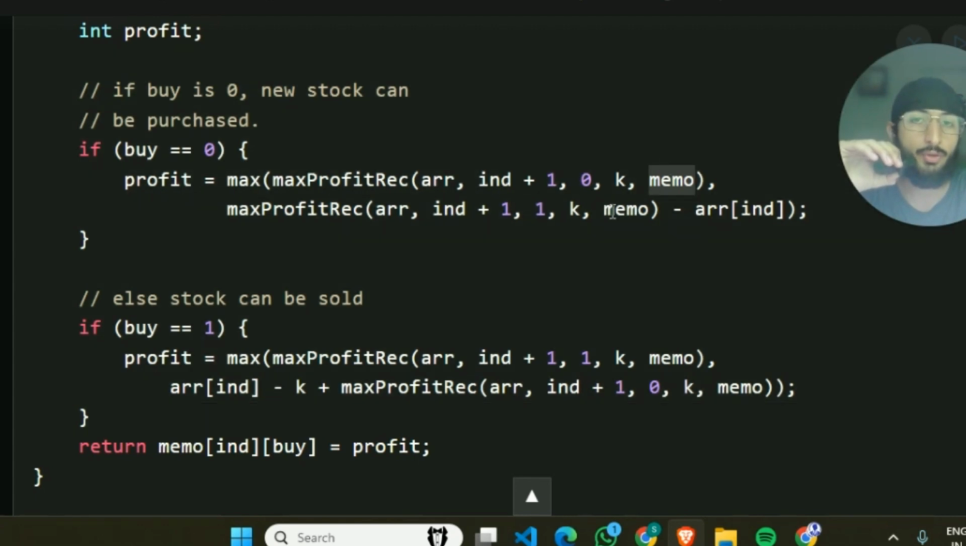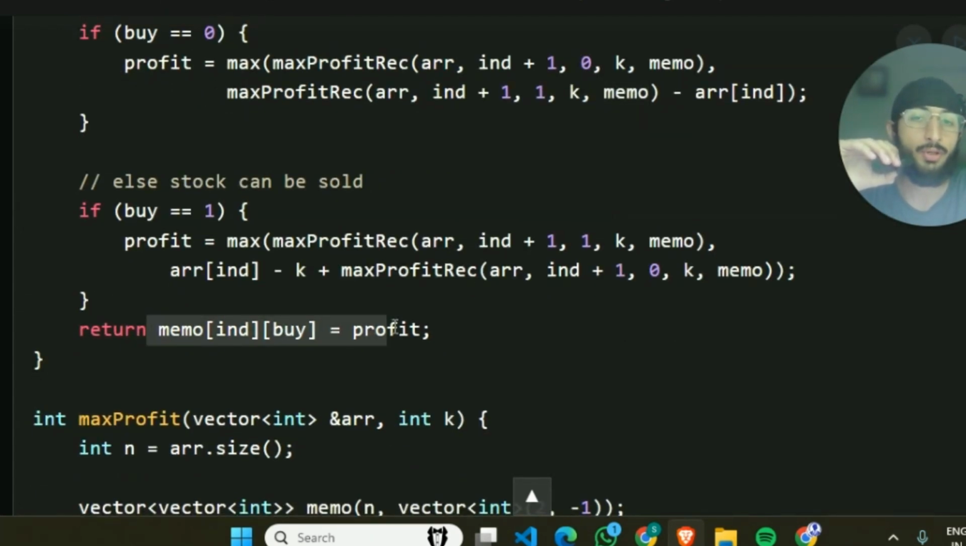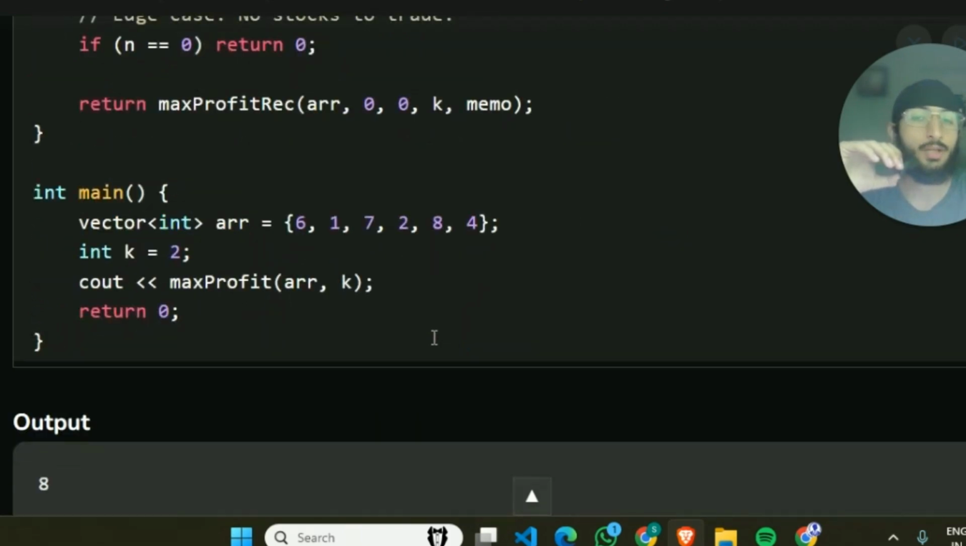We're just passing the memo 2D vector. Before returning profit, we just store it in the table. That is the 2D table that we have, the 2D matrix, memo of index comma buy, we store it and return it. So that is memoization.